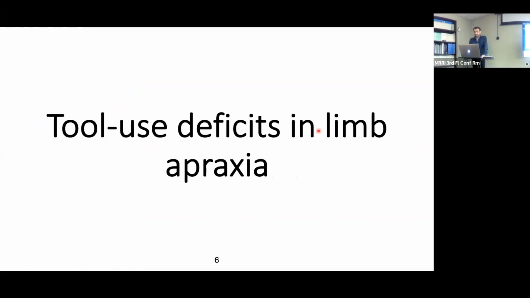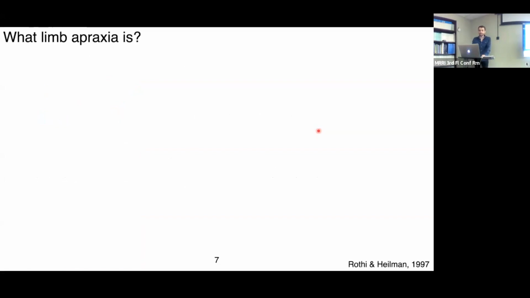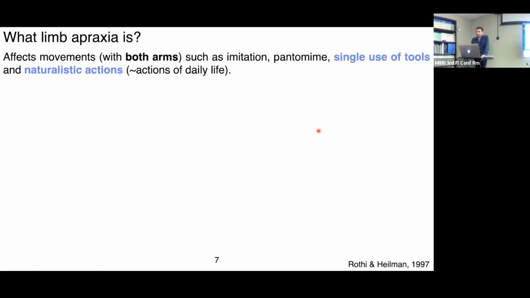All right, so tool use deficit in apraxia. The first thing that might be worth doing is defining what apraxia is. It's a puzzling neurological condition or disorder that affects movement, and especially what might be considered as complex movement, such as imitation and pantomime. That is when we ask participants or patients to mimic how to use a tool, but without the tool in their hands. So if, for instance, I'm doing that, we would probably say that I'm using a comb.